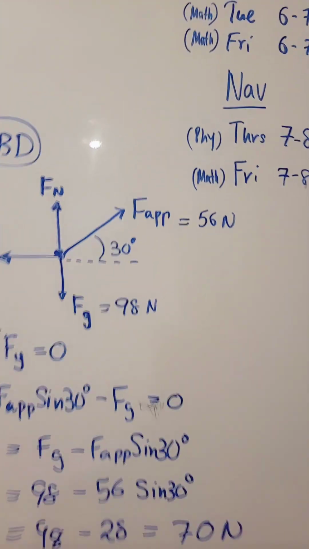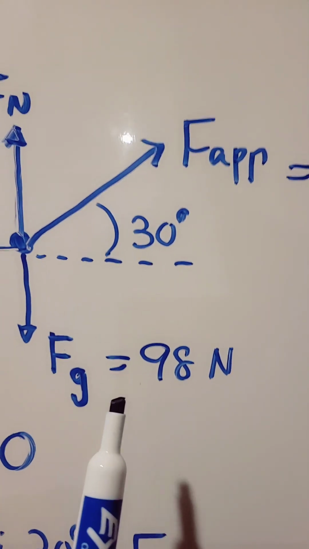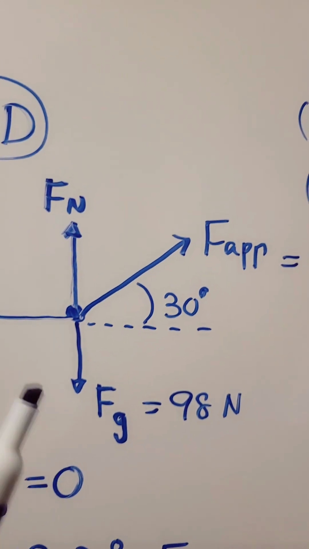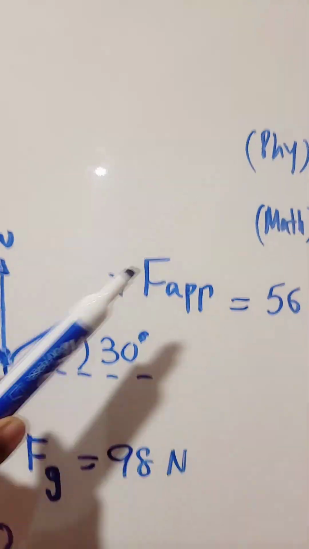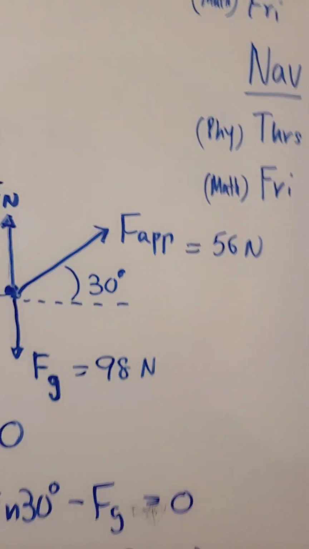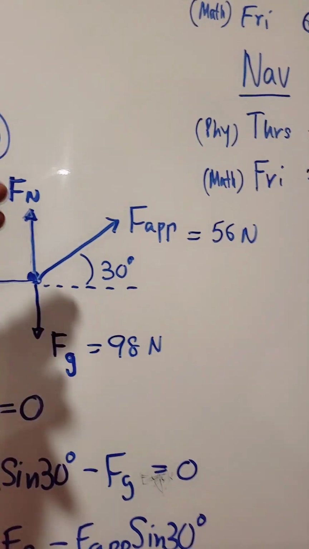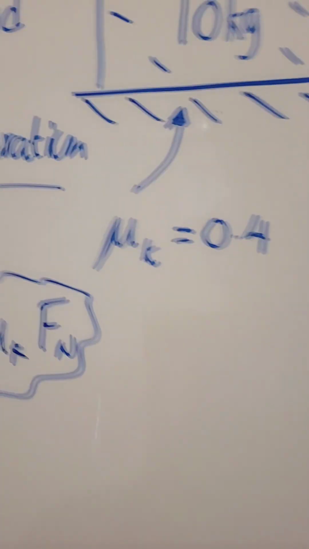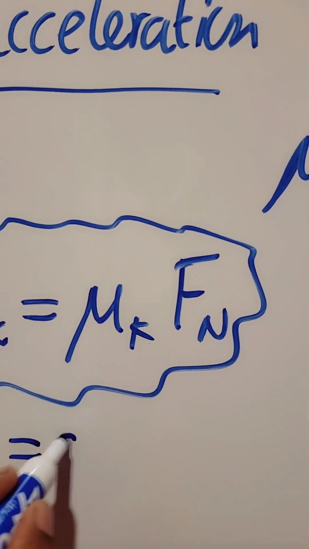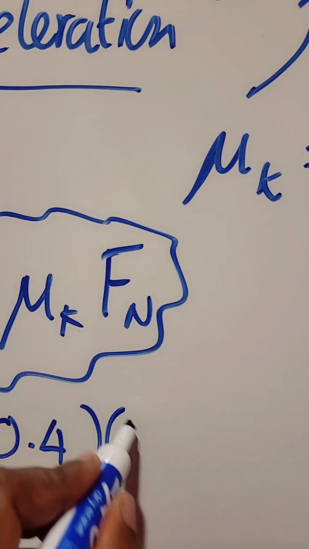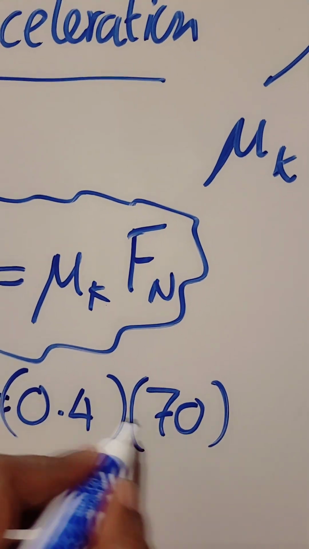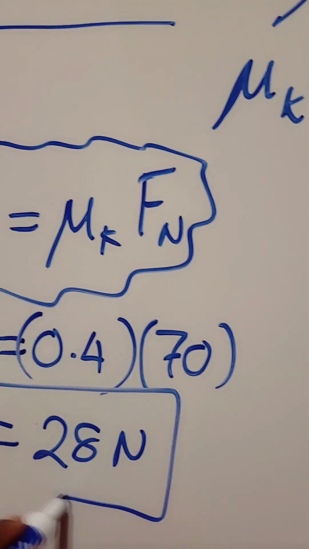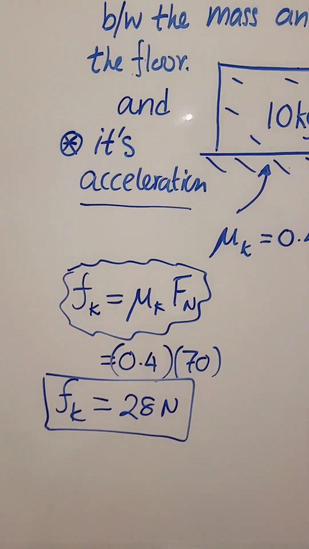You might think, shouldn't the normal force equal the weight of the object? No, it's incorrect. Why? Because there's an applied force in that direction, so that's going to reduce the normal force from that 98 newtons. So it's 70 newtons. Now I'm going to substitute that value here. Look, 0.4 times 70 newtons. So that's going to be 28 newtons. So the kinetic friction force is 28 newtons.